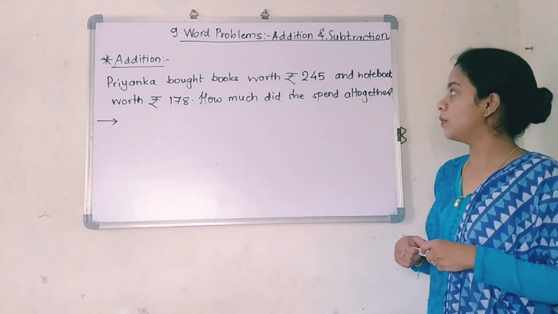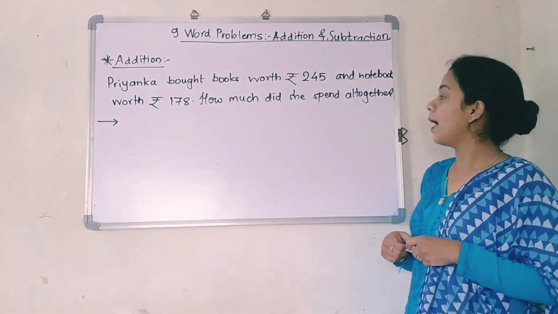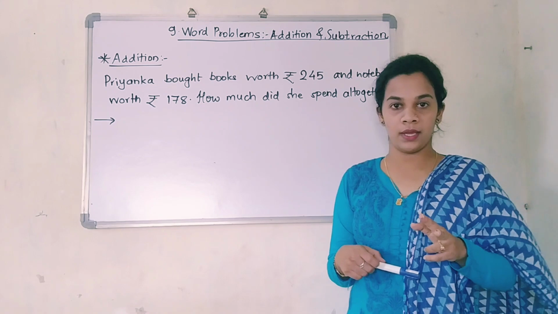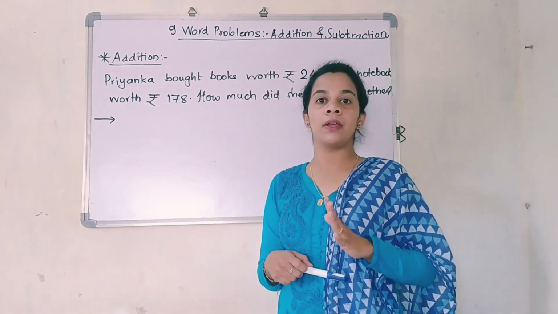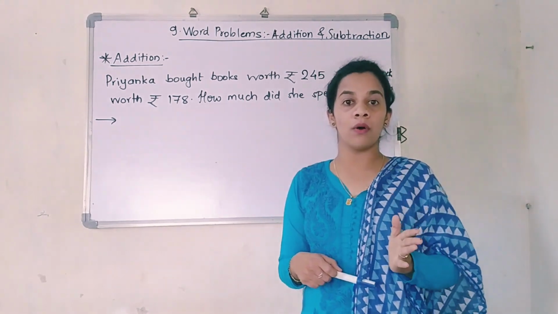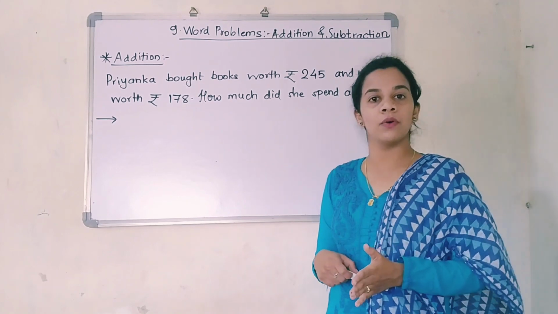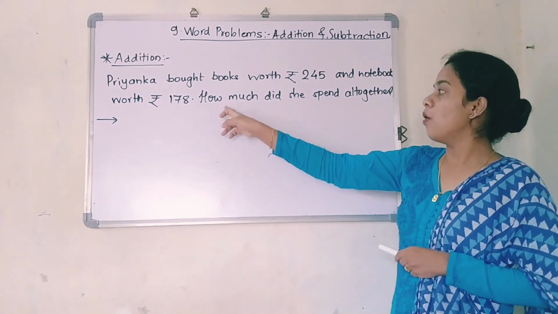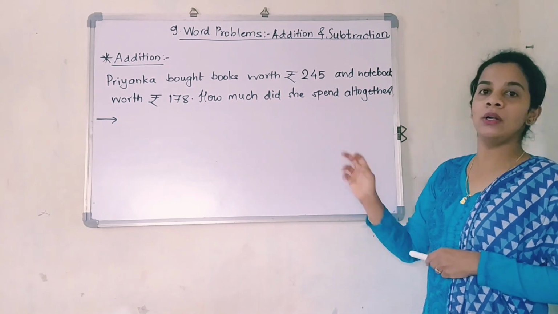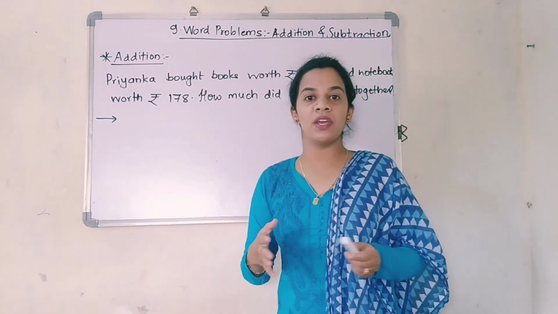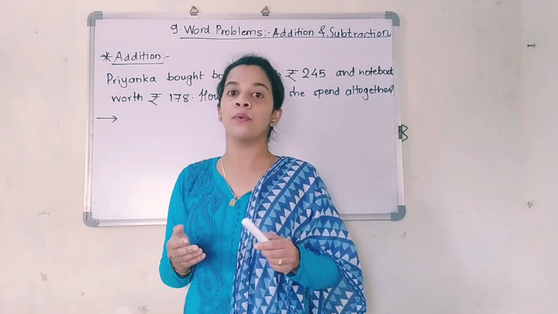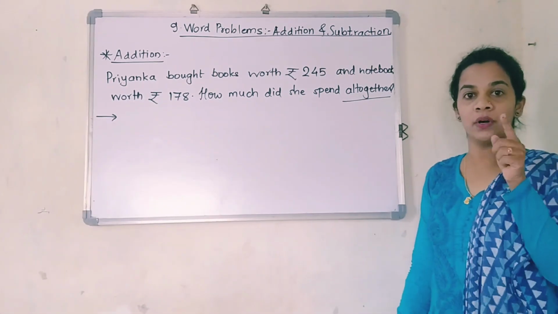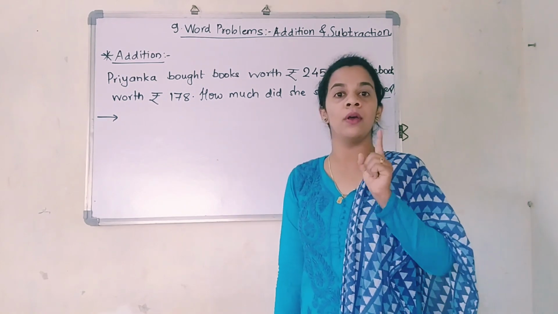Priyanka bought books worth rupees 245 and notebooks worth rupees 178. She bought two things, one were the notebooks and one were the books. So one cost was 245 and another cost was 178. So they have told what? How much did she spend all together? How much money she has spent on this purchasing, that we are going to find out. So I have told you, now your word is appearing, that is all together. So what we are supposed to do? Yes, we are supposed to do addition.